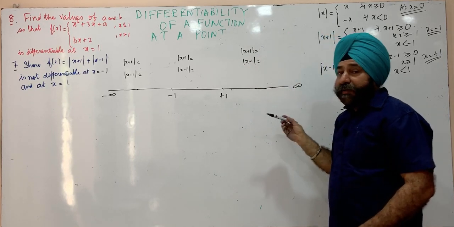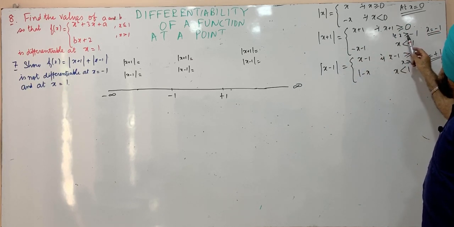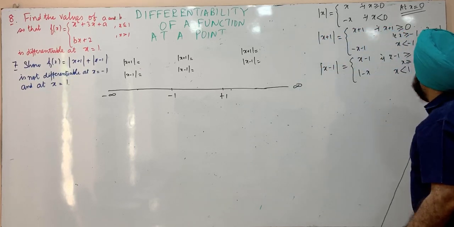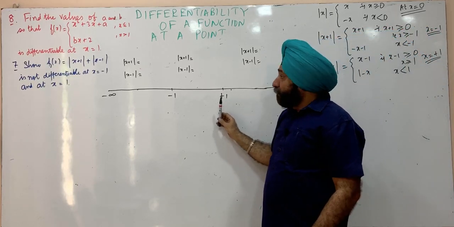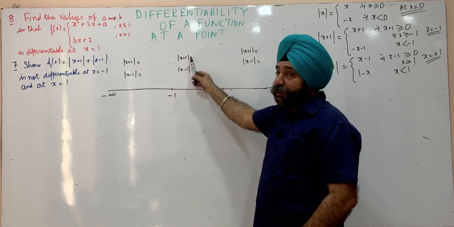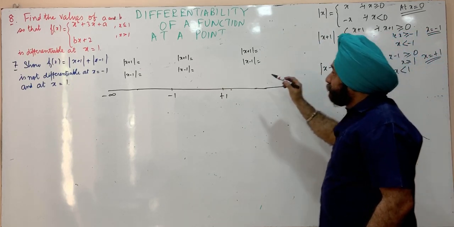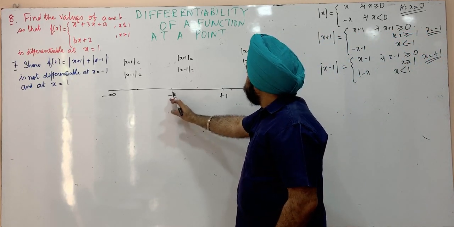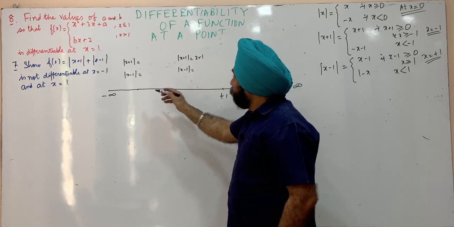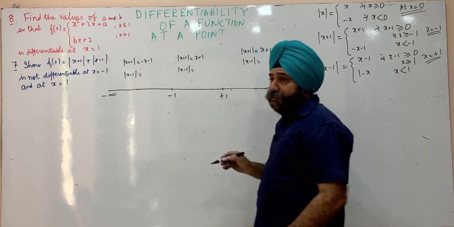And how do we write these values? Mod of x plus 1 is x plus 1 if x is greater than or equal to minus 1. Minus 1 is the critical point for mod of x plus 1. So if we are to the right of the critical point for the expression, the expression is mod of x plus 1, that is x plus 1. To the left of this it will be the negative of the expression, that's minus x minus 1.